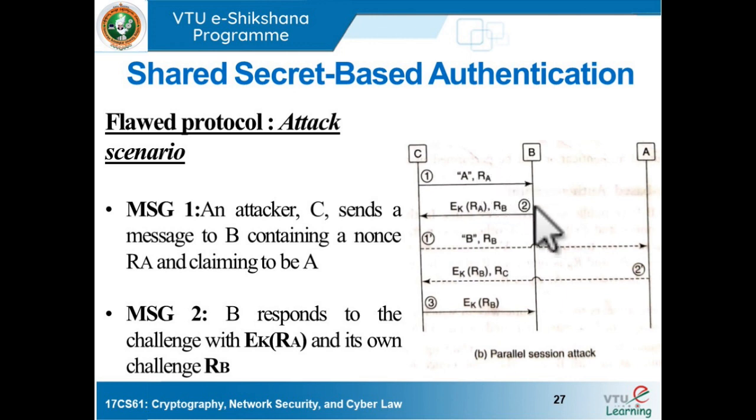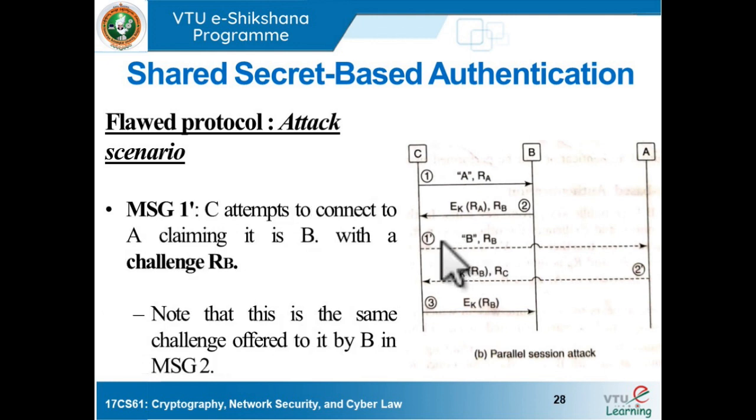Now what does B do? B responds to the challenge received from A by encrypting that particular challenge with the secret key which is shared between B and A. Along with that, it also sends its own nonce, which is a new challenge sent to A, but it is actually received by C.